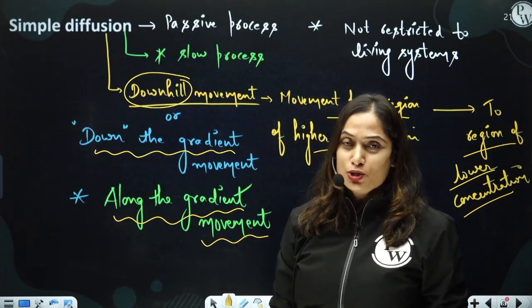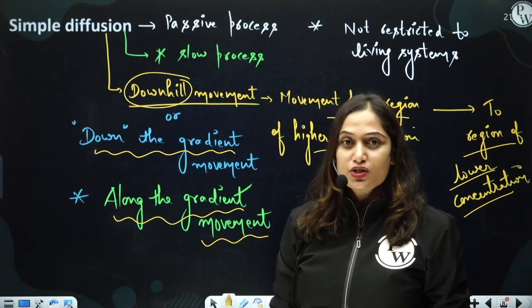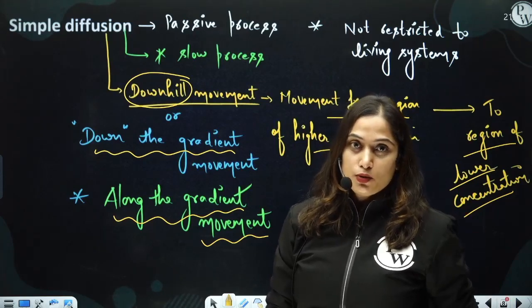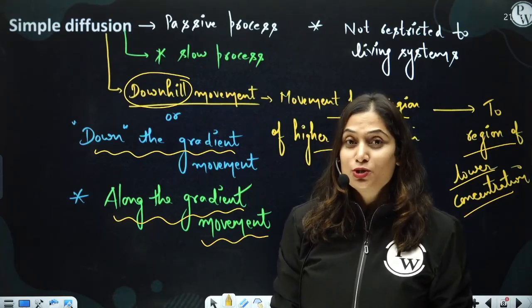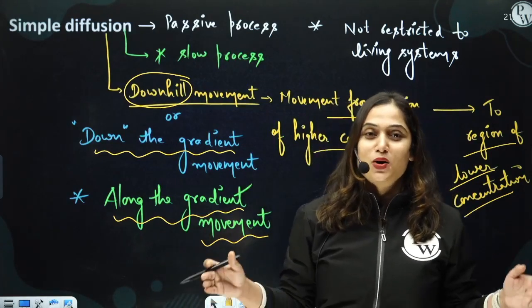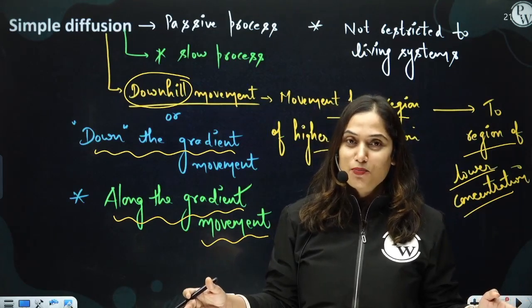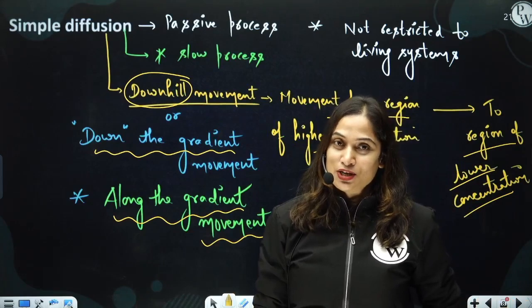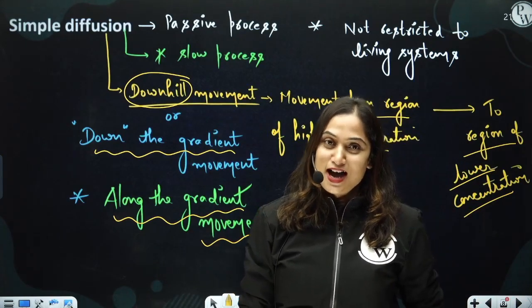And for diffusion to happen, like for electricity to flow there must be a potential difference between the 2 points, for diffusion to happen there must be a difference in concentration between the 2 points. That means there must be a concentration gradient between the 2 points. Then only diffusion will occur. Clear?